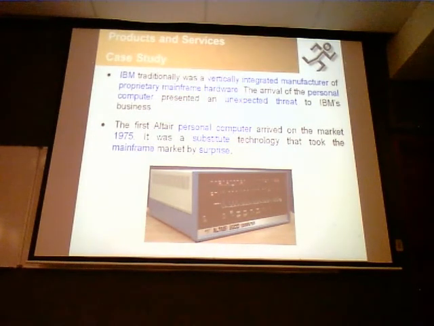And IBM is a company. When did IBM start? About what sort of year? 1800s? Yeah, just near the turn of the century, right at the end of the 1800s. So they've gone through producing products which were computers, mainframe computers, the operating system, right through to services now. So this is quite a good case study. Now IBM traditionally made proprietary mainframe hardware. They were a vertically integrated company that made everything.